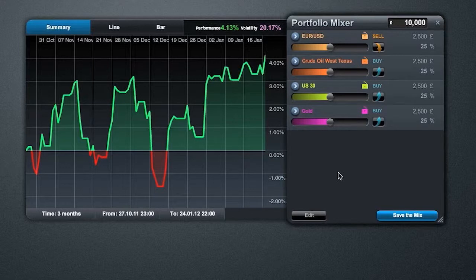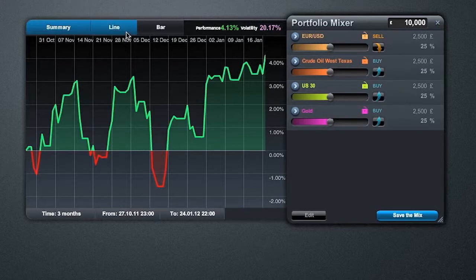The portfolio mixer feature on our trading platform makes it easy to track and backtest strategies involving trading instruments across a number of different asset classes. On my own screens, I track the Euro-US dollar, West Texas crude oil, the US 30, and gold, and evaluate how the performance of various futures perform against each other. There's two ways of doing this.